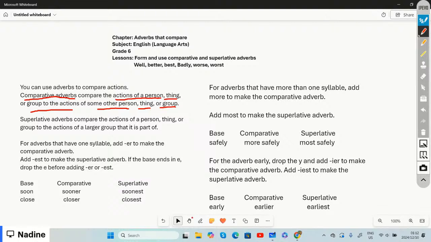And then we have the superlative adverb. Superlative adverbs compare the actions of a person, thing, or group to the action of a bigger group that is part of it. So comparative is like comparing two people, two things, two groups. Whereas a superlative adverb compares the action of one person, thing, or group to the action of a larger group, to more than one person.